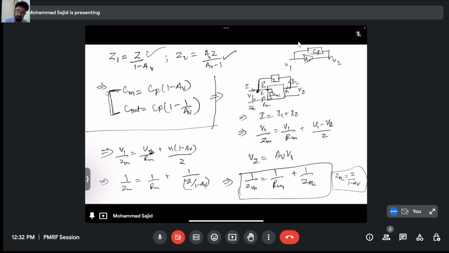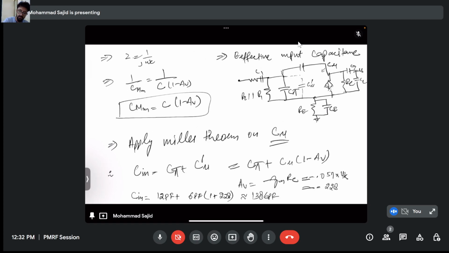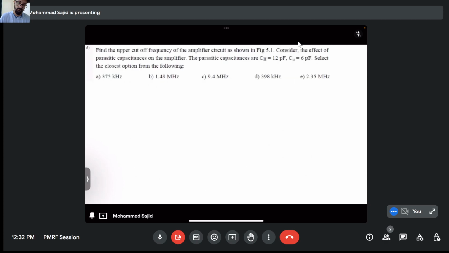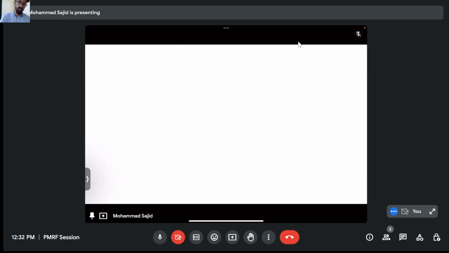Okay, and here we apply the Miller theorem for this capacitance, that is CBC, and we will have its one component here as well. So it's okay.